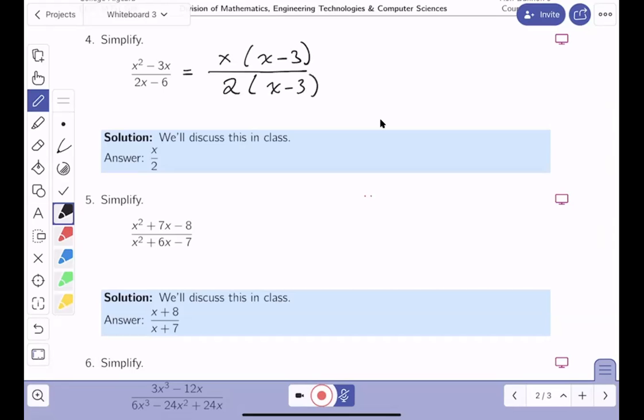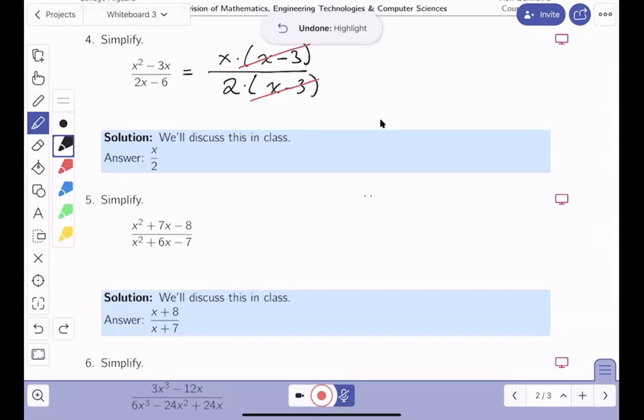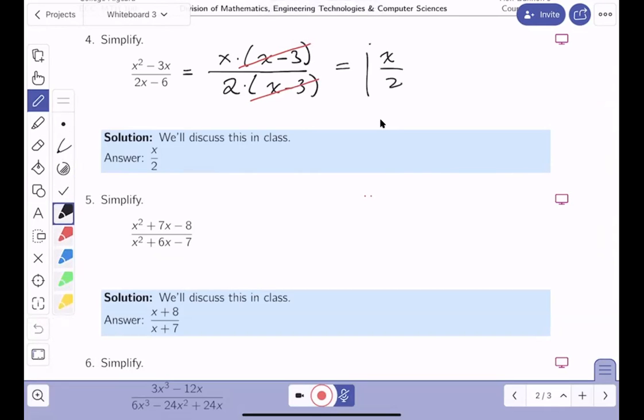minus 3. I want to point out the factors on top are x and x minus 3. The factors on bottom are 2 and x minus 3. Well, what do I notice immediately? These factors cancel off. And what are you left off with? You're left off with x over 2. Again, I want to recommend you look at the key. All right, let's do the next one.